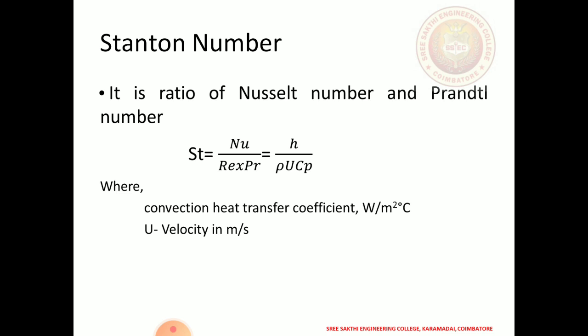Stanton number is the ratio of Nusselt number to the product of Reynolds and Prandtl numbers. Stanton number equals h divided by rho U into Cp, where h is the convective heat transfer coefficient, rho is density, U is velocity in meter per second, and Cp is specific heat capacity at constant pressure.